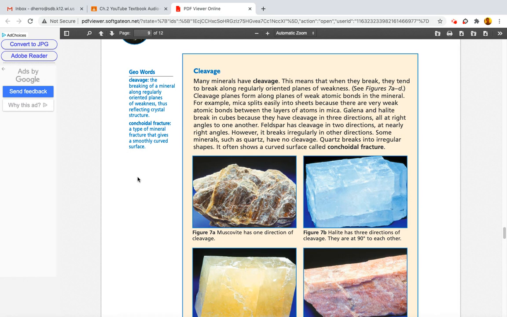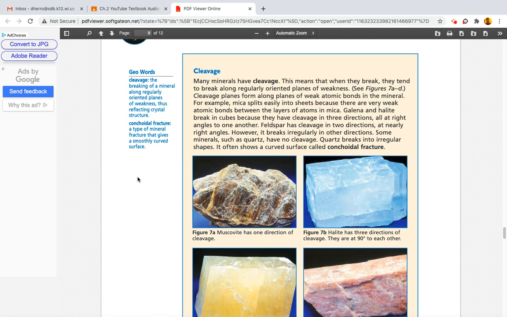Feldspar has cleavage in 2 directions at nearly right angles. However, it breaks irregularly in other directions. Some minerals, such as quartz, have no cleavage. Quartz breaks into irregular shapes.